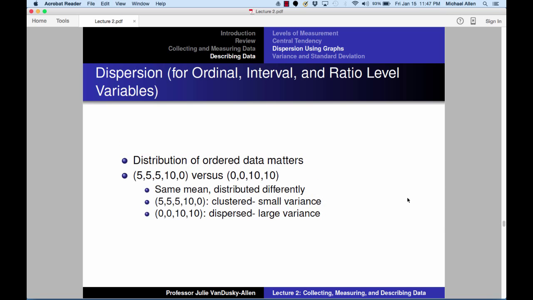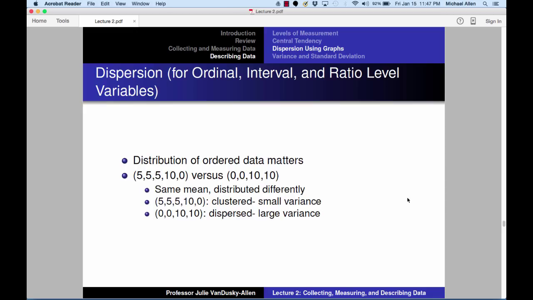The last characteristic of your variable that you should examine is how your variable is distributed. Note that this discussion only applies to ordinal, interval, and ratio level variables, as these variables assume order. The distribution of your variable can tell you a lot about what values your variable typically takes on.